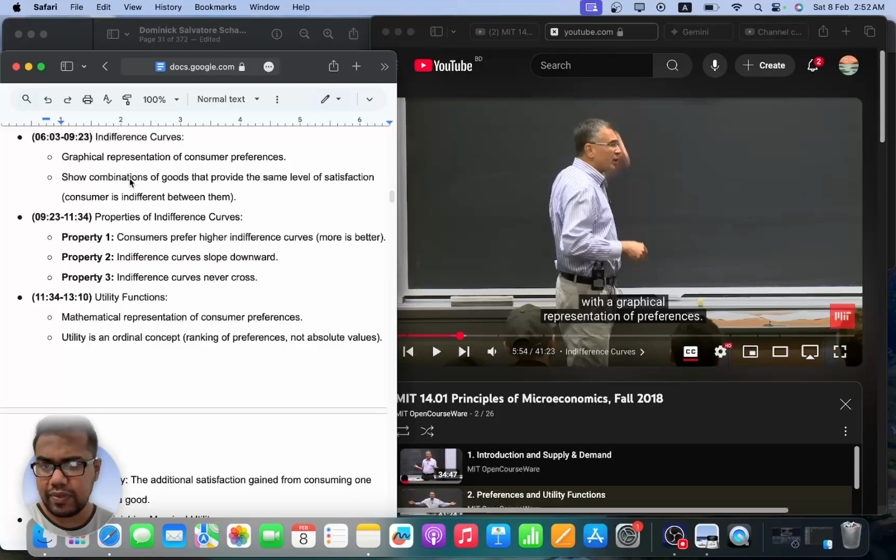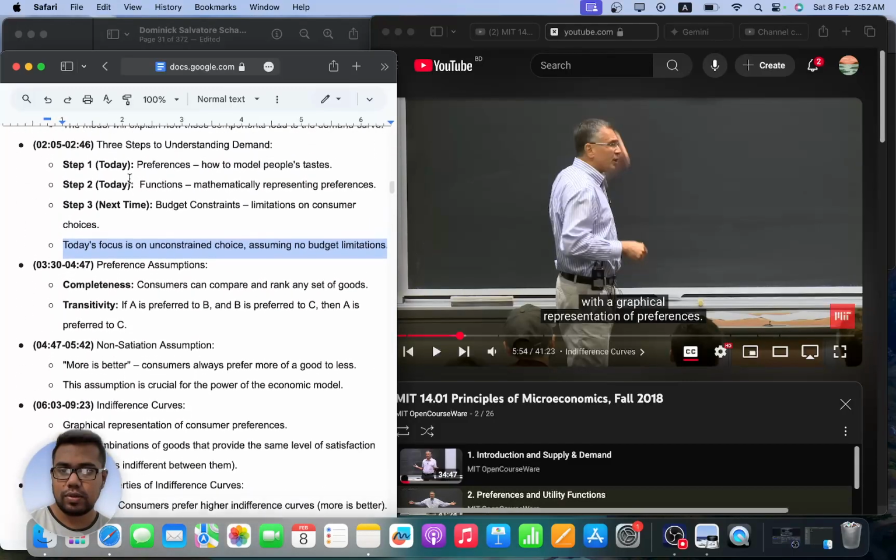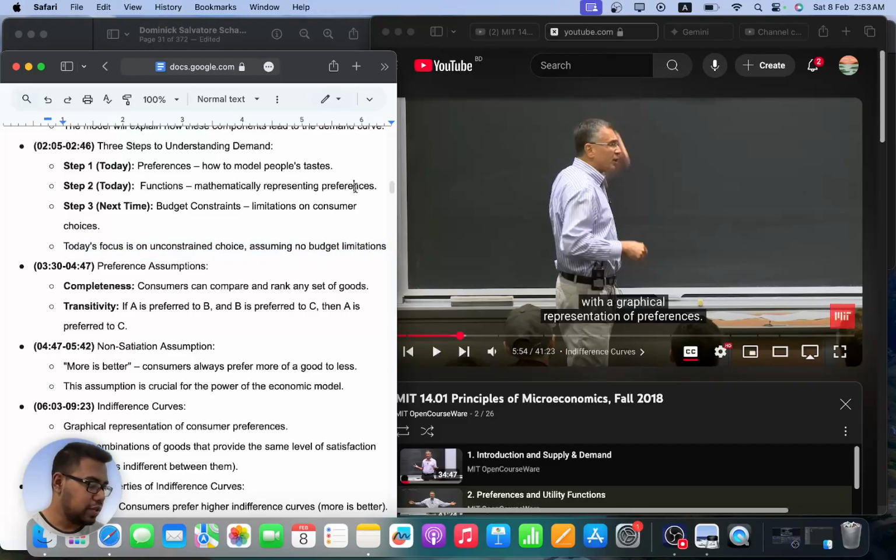So apparently what we're getting is a graphical representation of consumers' preferences. The preference, the mathematical one is utility functions, I guess. So preference could be viewed or understood as two distinct things. One could be a mathematical model, which is the utility function, my understanding at least, and the second one is a graphical format, which is going to be the indifference curve.